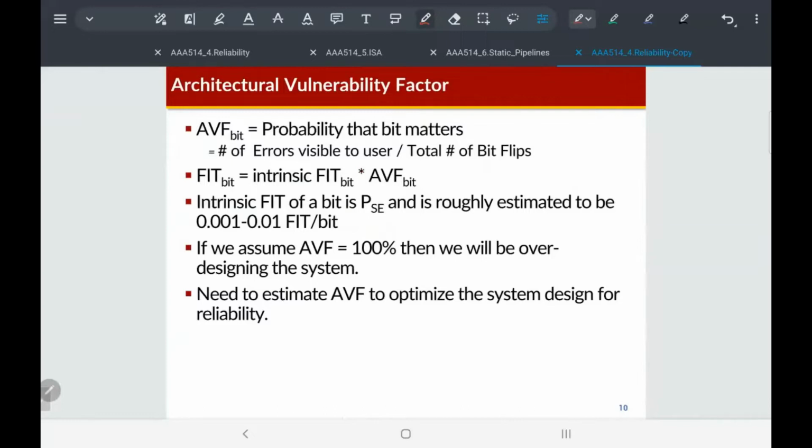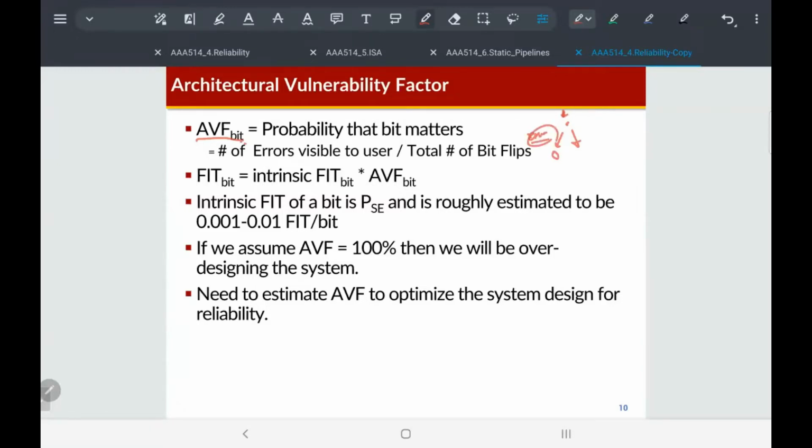We are talking about the processor architecture, and we also need to consider the architectural vulnerability factor. The architectural vulnerability factor means the probability that bit errors matter. As I mentioned, bit errors can happen in our devices, processors, or memory devices, and we can say that these bit faults can change our outputs, and this is the error.